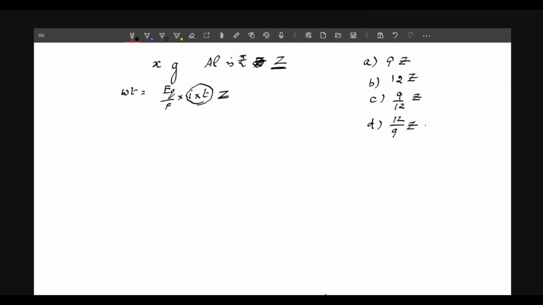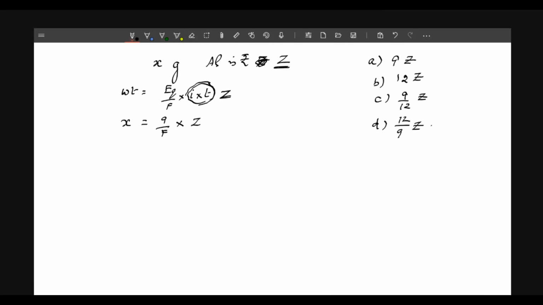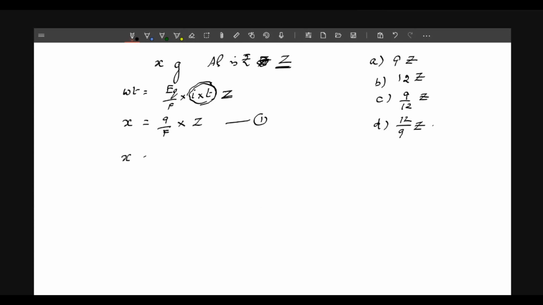And here the weight is equal to X gram. What is the equivalent weight for aluminium? Aluminium has atomic weight 27, valency 3, therefore 9 by F. In place of the quantity of electricity produced, this is one equation. They are asking another equation, for the production of X gram of this one, 9 by F. Sorry, excuse me, do not put a Z here. Put it as I into T or Q1. Let us assume the quantity of electricity used is Q1.